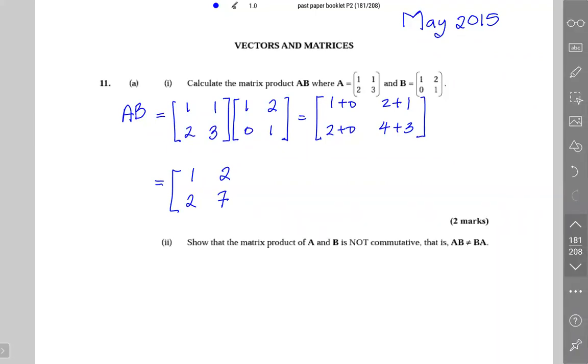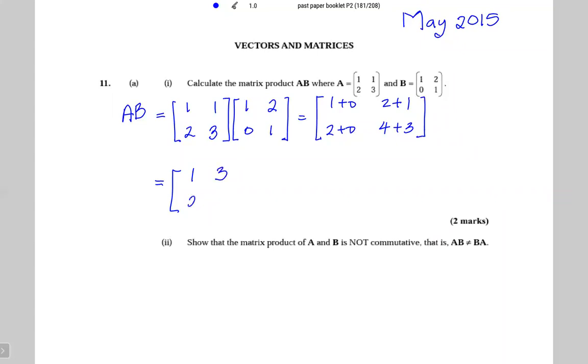All right, so this should be a 3. Here are 2, and here are 7. All right, show that the matrix product of A and B is not commutative. That is, AB is not equal to BA. So to show that AB is not equal to BA, you have got to find BA.